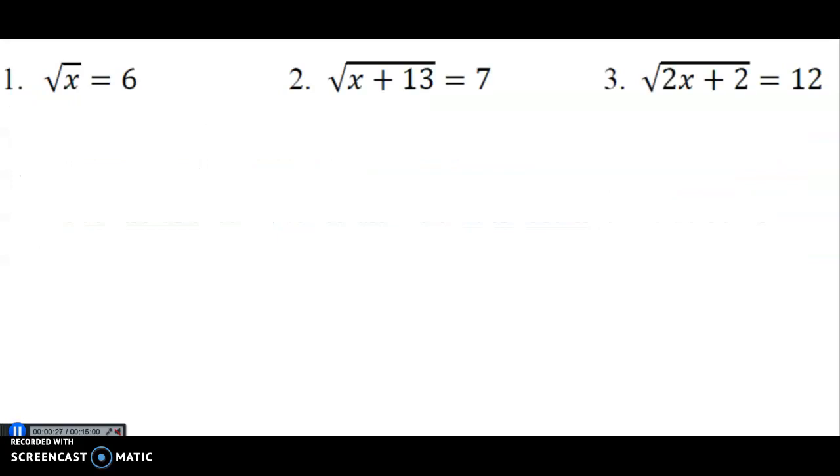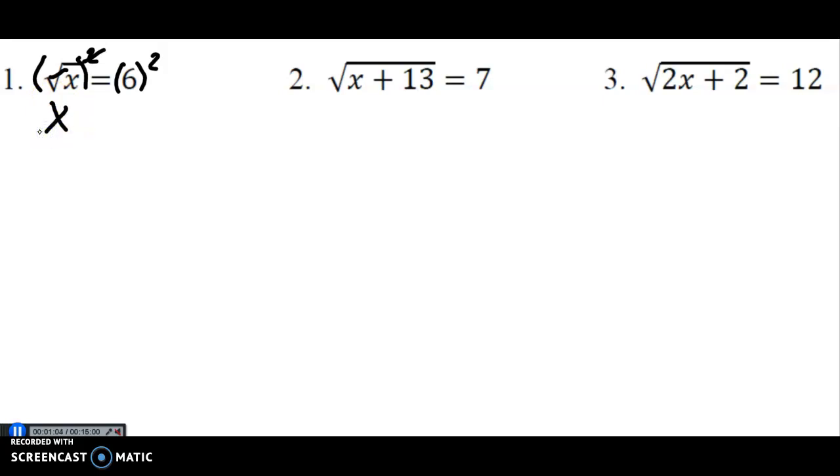Alright, so we have our first example, square root of x is equal to 6. Now when we solve an equation, remember we want to do the inverse operations to both sides of the equation to keep it balanced. So we have a square root on the left side. Well, what is the inverse or opposite of a square root? Well, it's actually a square. So what you're going to do is square this side, and square that side. And what happens is when you square a square root, the two cancel each other out, leaving us with just x on the left-hand side.